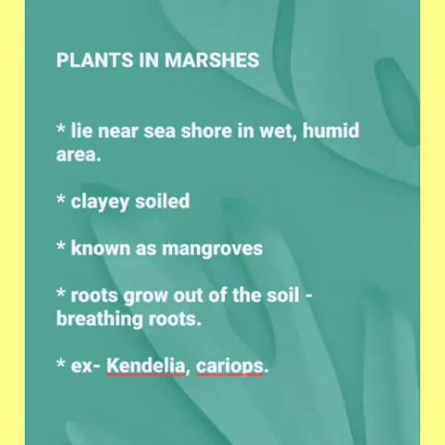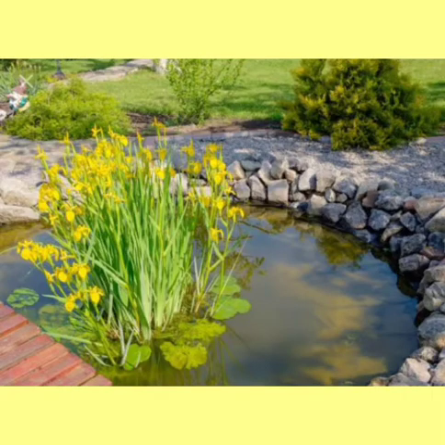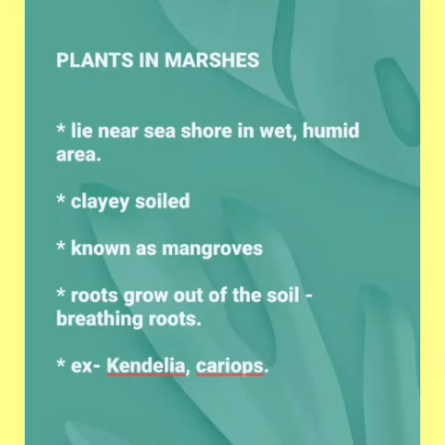Marshes refers to the areas that lie near the seashore, where rivers empty into the sea. These areas are wet, humid and have clayey soil with plenty of water around. The plants that grow in these areas are known as mangroves.